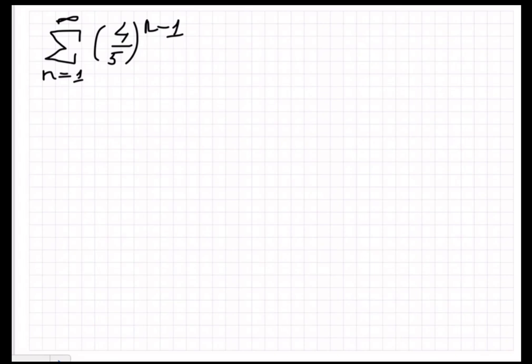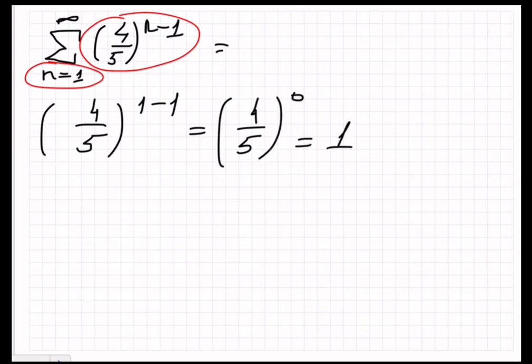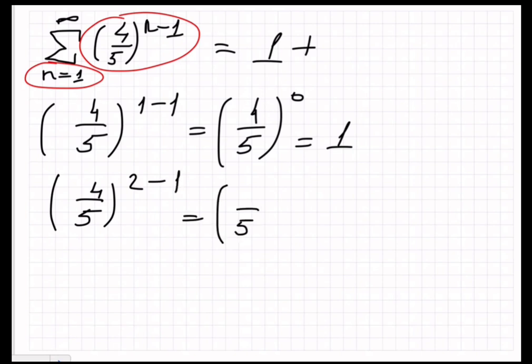So, if you plug in 1 into the sequence, 4 over 5 raised to the 1 minus 1, that's going to be 4 over 5 raised to the 0 power. Anything raised to the 0 power is 1. So the first term is 1. Now, to find the second term, you need to replace n with a 2. So it's going to be 4 over 5 raised to the first power, which is simply 4 over 5.